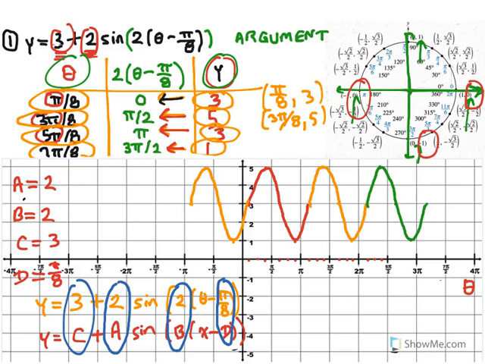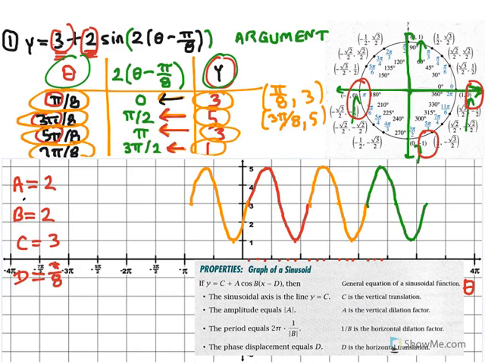So, because of that, I know the following. I know that the sinusoidal or the midline axis is the line y is equal to c. So c is equal to 3, so the line y is equal to 3. This line y is equal to 3 is called the midline axis or the sinusoidal axis.